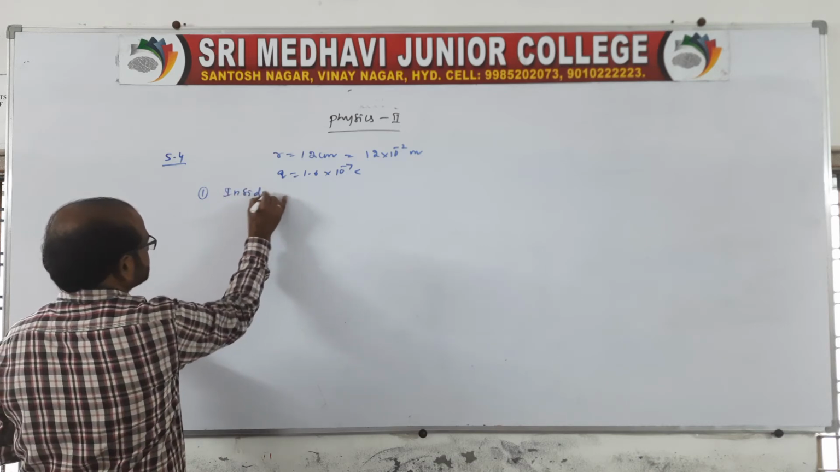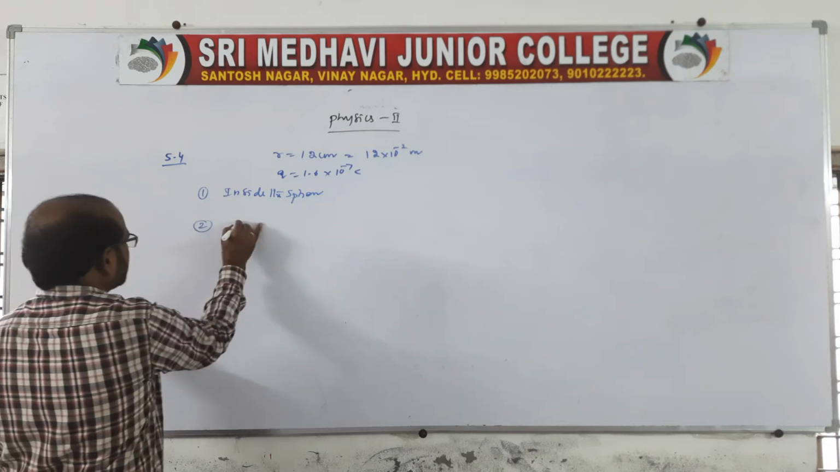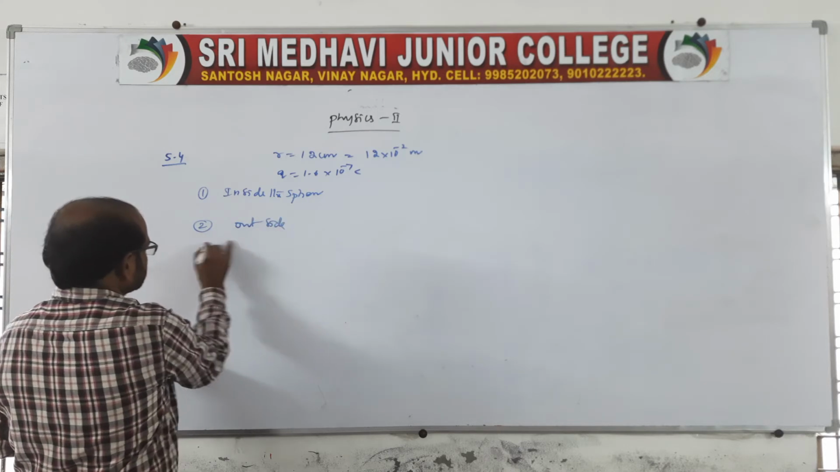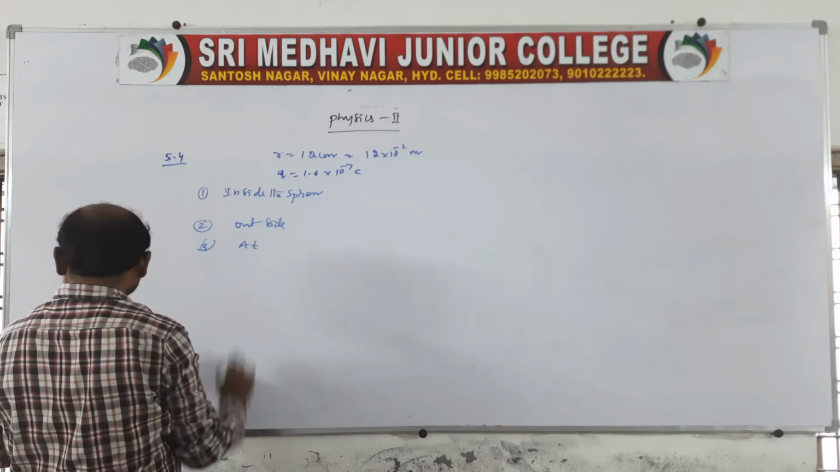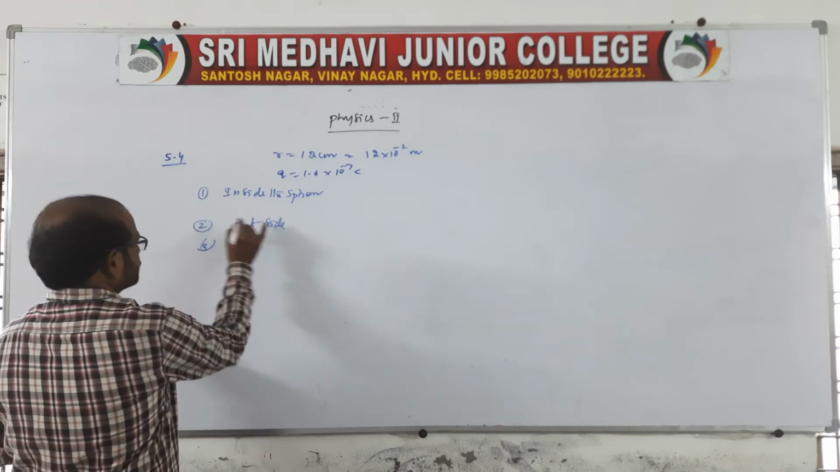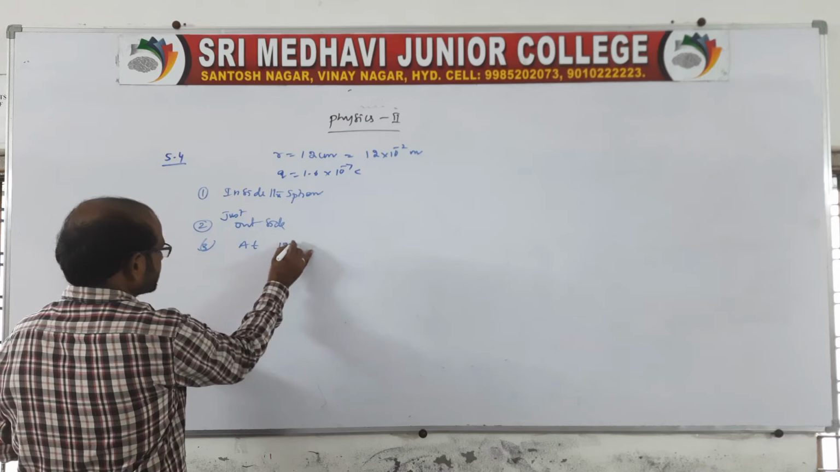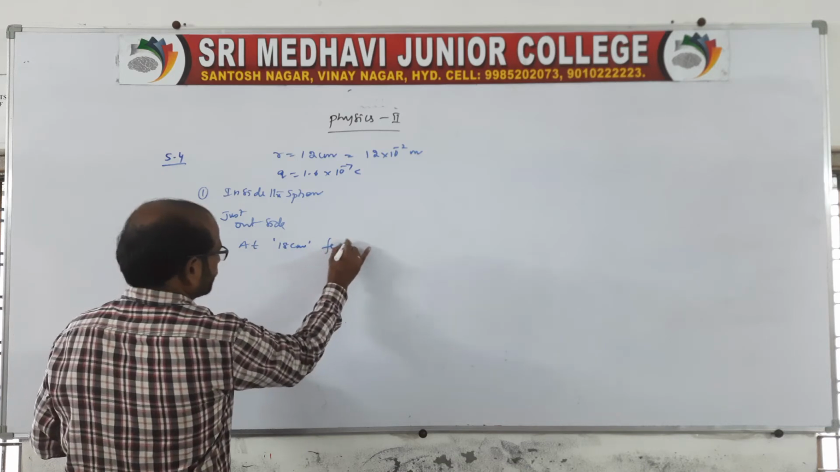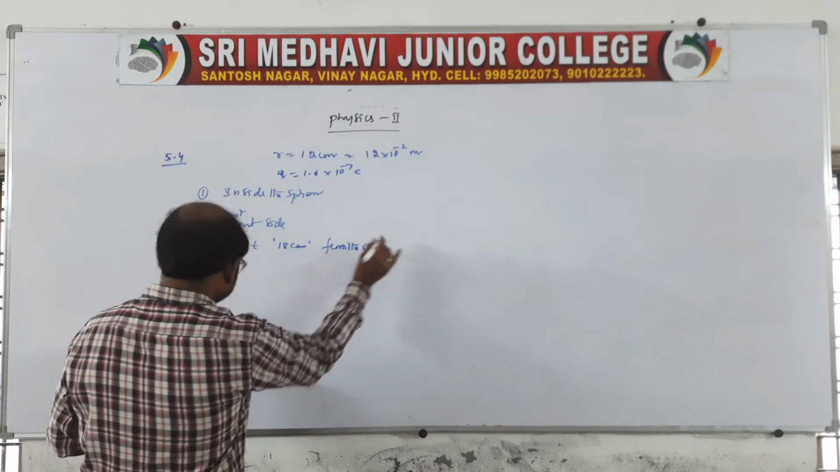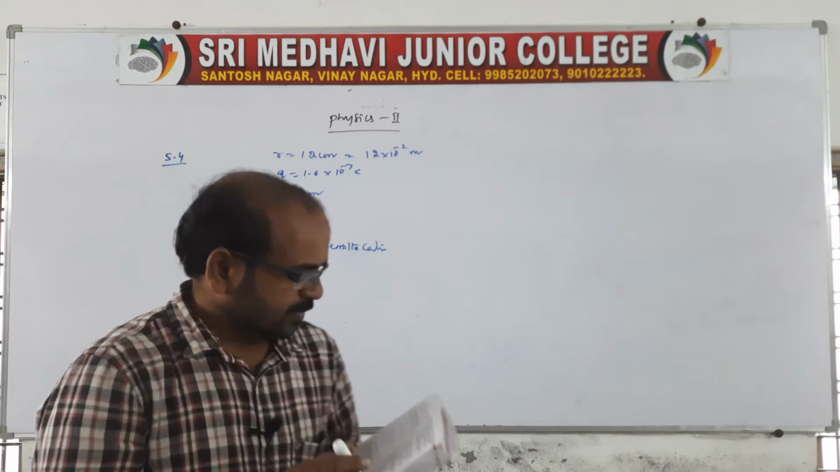You say inside the sphere, right? And the second is asking outside the sphere. The third is asking outside, just outside it is. You say just outside. And at a point 18 centimeter from the center. From the center, right? You take the first one.